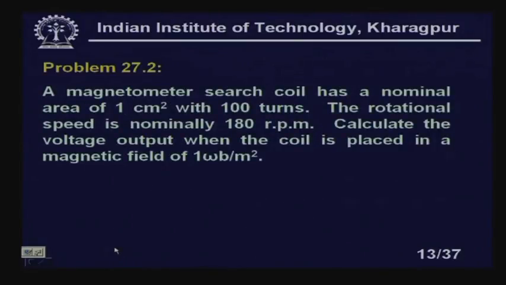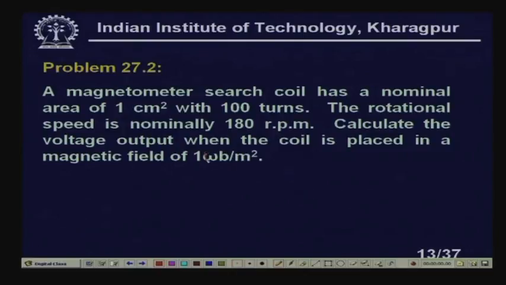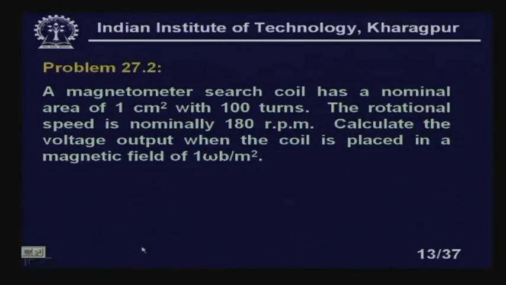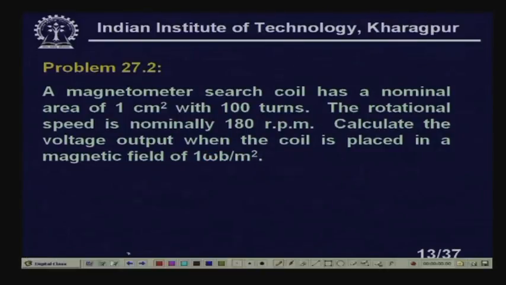The problem is: a magnetometer search coil has a nominal area of 1 centimeter square with 100 turns. The rotational speed is nominally 180 rpm. Calculate the voltage output when the coil is placed in a magnetic field of 1 Weber per meter square. Please note this is W, Weber per meter square, not omega. So, let us make the solution of this problem.